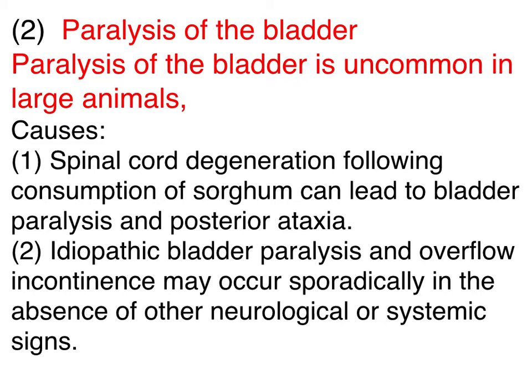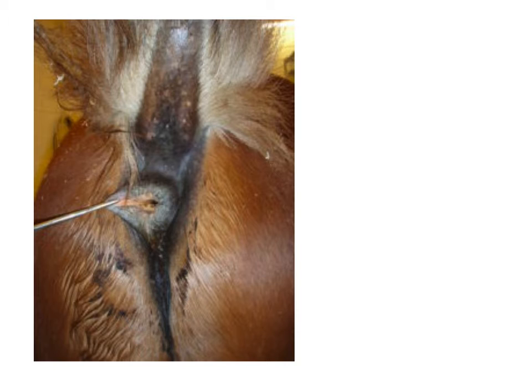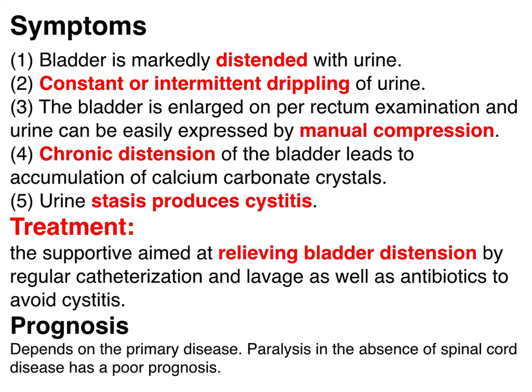Idiopathic bladder paralysis and overflow incontinence, راح يصير سلس بولي, may occur sporadically in the absence of other neurological or systemic signs. هذه الصورة توضح لنا non-sporadic urination or السلس البولي نتيجة حدوث paralysis بالمثانة. أما بالنسبة إلى السيمتومز أعراض شلل المثانة فهي أول نقطة: bladder is markedly distended with urine, constant or intermittent dribbling of urine. باستمرار ينزل البول من المثانة.